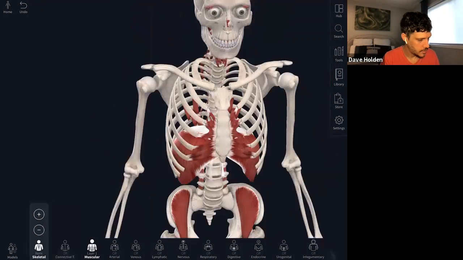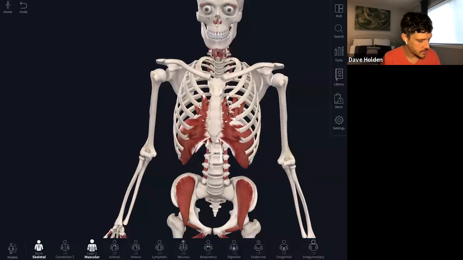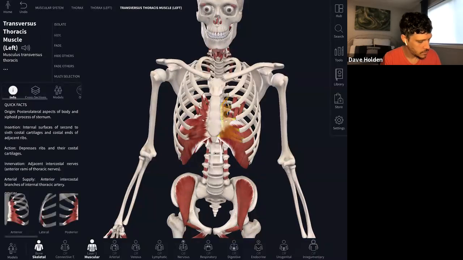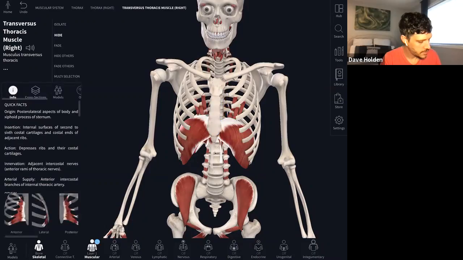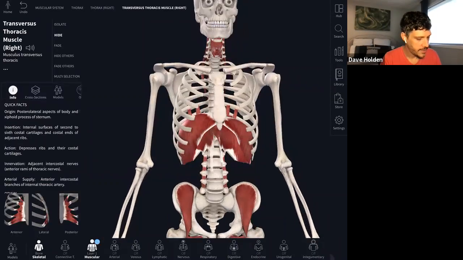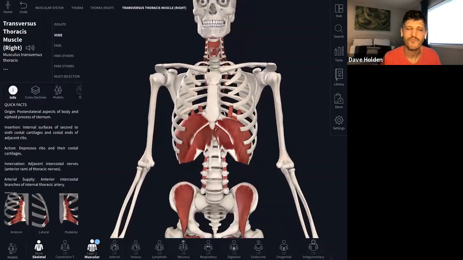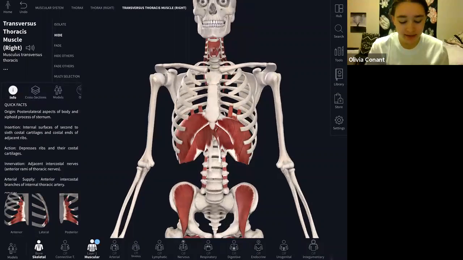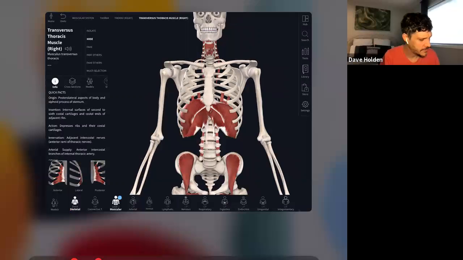Whew, that's a lot of muscles on this first level. And there's your diaphragm. Can we see its actions? Absolutely.